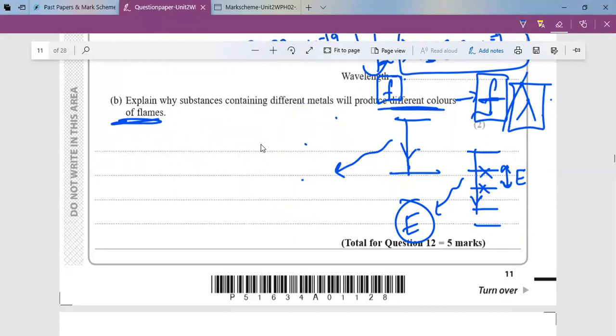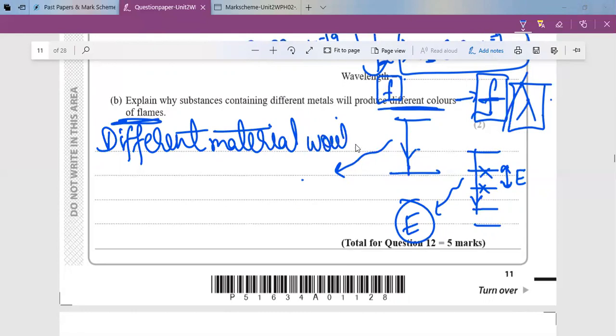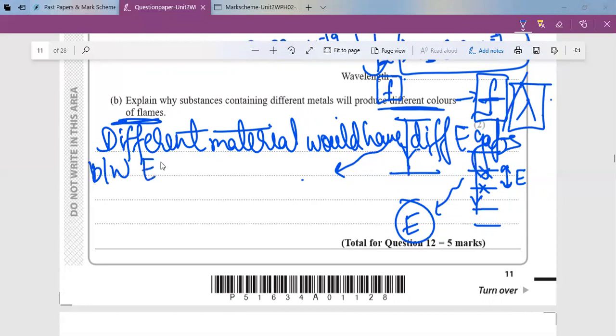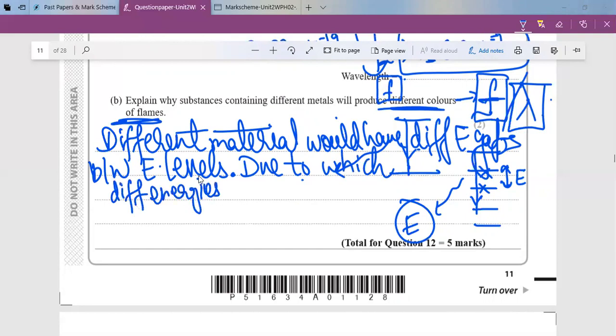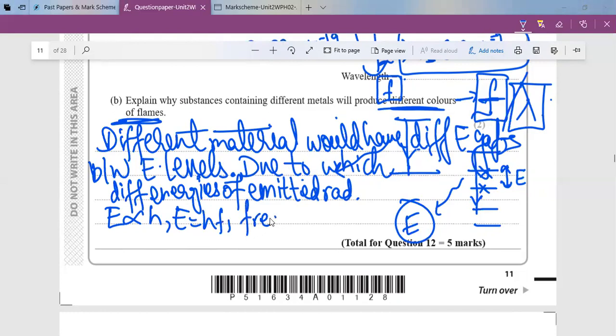So I'll just quickly write it down. Different materials would have different energy gaps between the energy levels, due to which the emitted radiations have different energies. And you know that energy is proportional to frequency, so give reference to E equals hf. Therefore, frequency also differs, and the color depends upon the frequency.